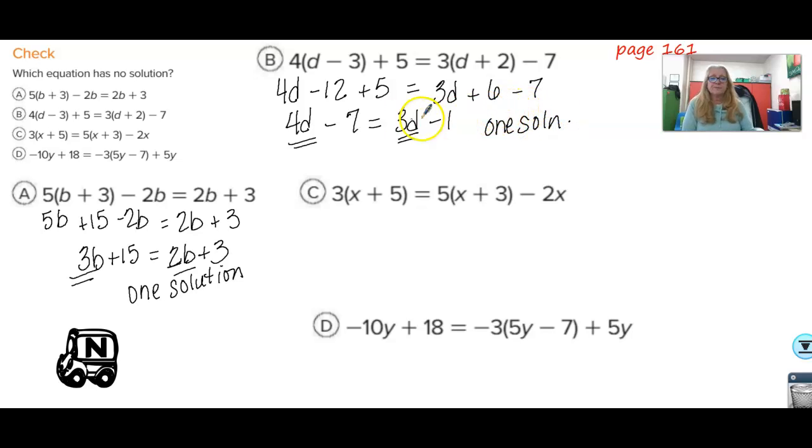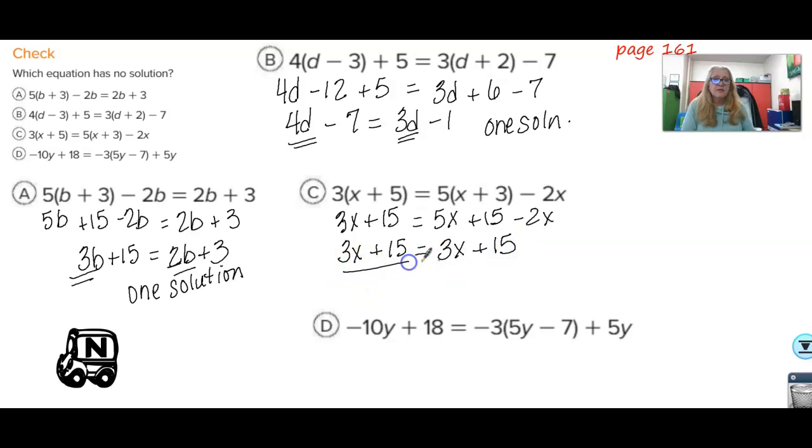So, strike out number 2. We're looking for no solutions. Let's try this one. 3 times x is 3x. 3 times plus 5 is plus 15. 5 times x is 5x. And 5 times positive 3 is positive 15 minus 2x. Combining like terms, the left-hand side is already combined. On the right, we can combine 5x with negative 2x, which gives us 3x plus 15. These are identical. This has infinite solutions and is not the answer to this question.